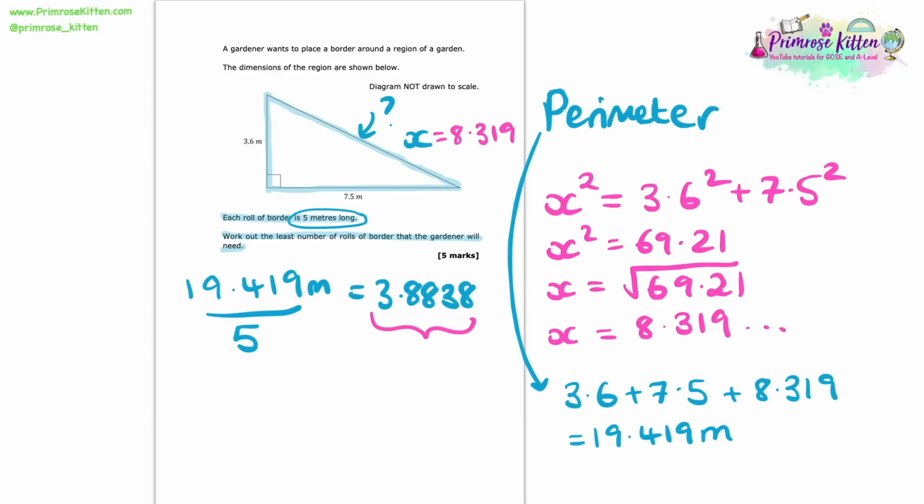We can't get 0.8 whatever of a border though, so we're going to round up. We're going to see that we need 4 rolls of border, and that is the least number of rolls of border that the gardener will need.